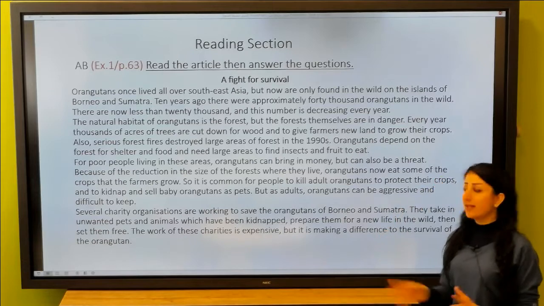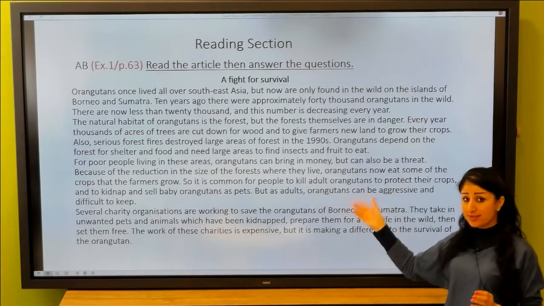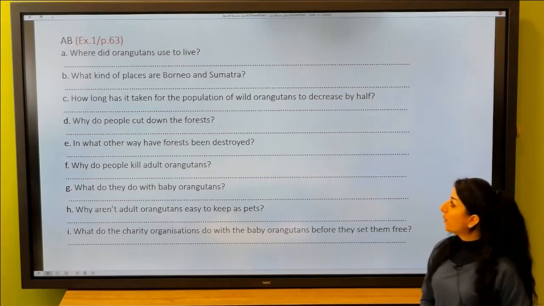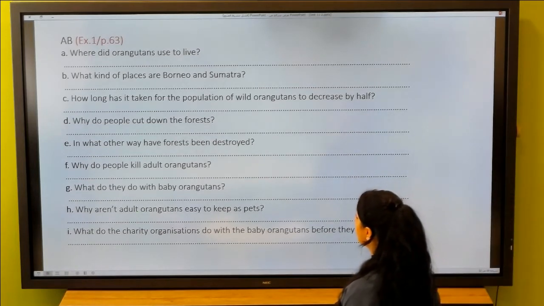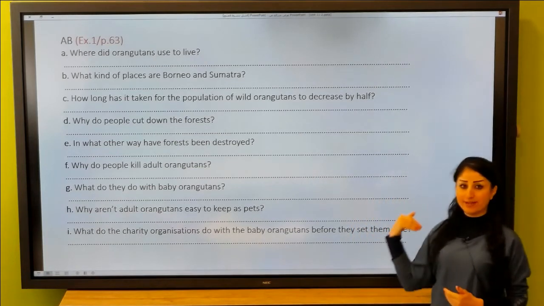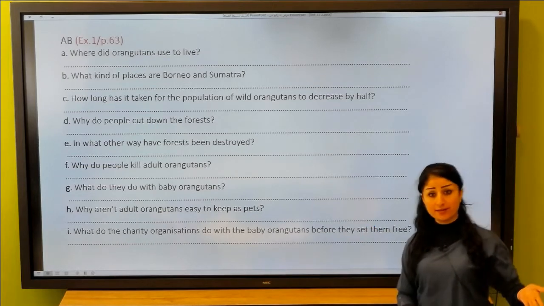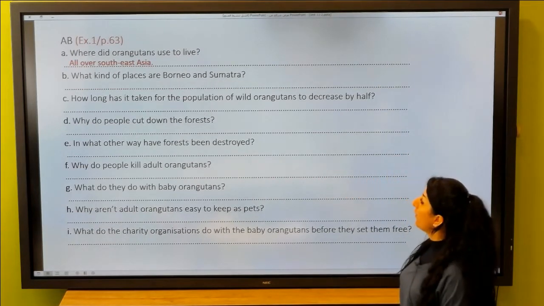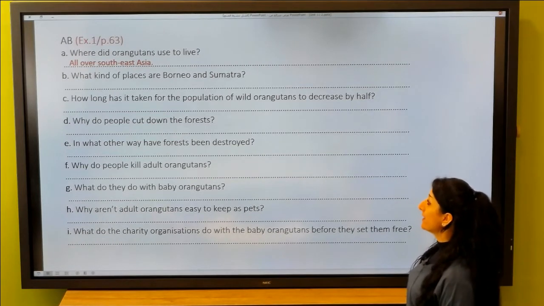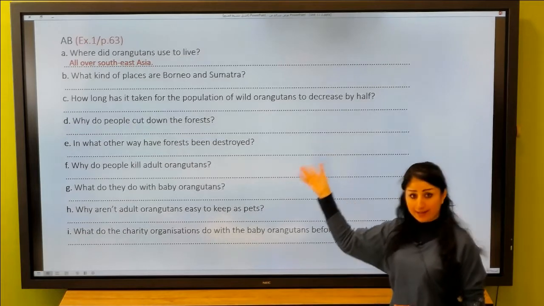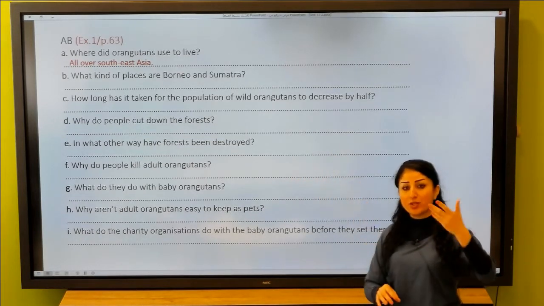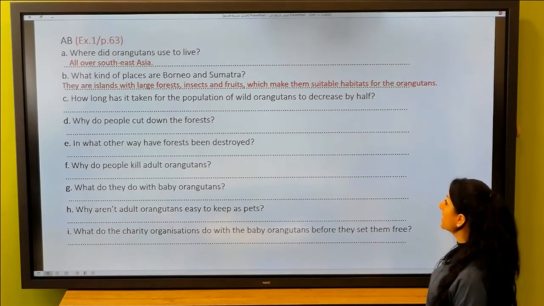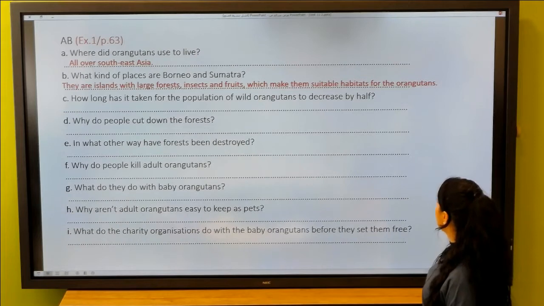If we understand the text, we have some questions and we want to answer them together. Please. Question letter A. Where did orangutans used to live? From the text, they live on the islands of Sumatra and Borneo. All over Southeast Asia. Okay, what kind of places are Borneo and Sumatra? They are islands and forest, islands that contain forest, okay? They are islands with large forests, insects and fruits which make them suitable habitats for the orangutans.